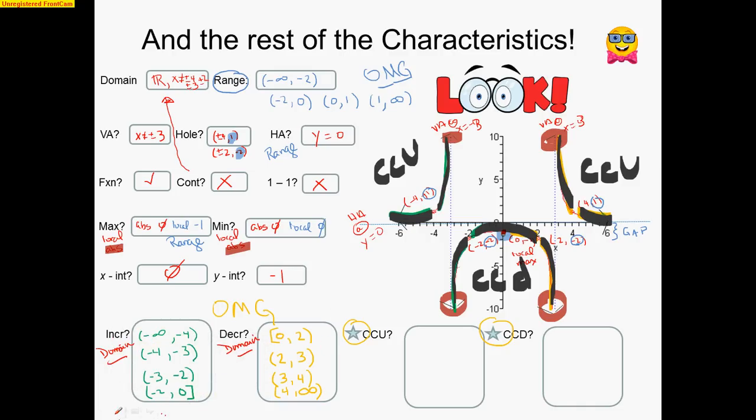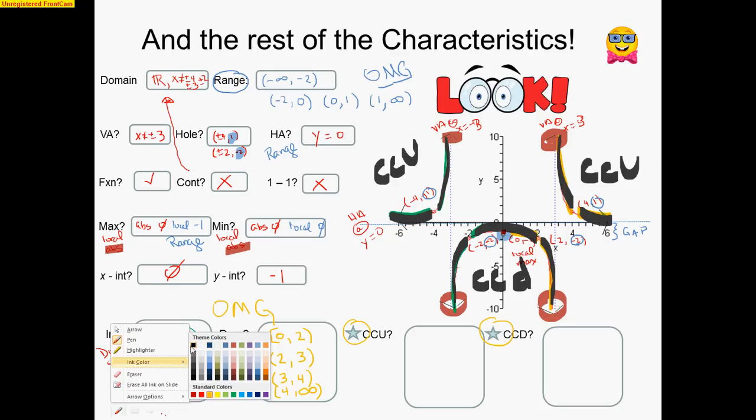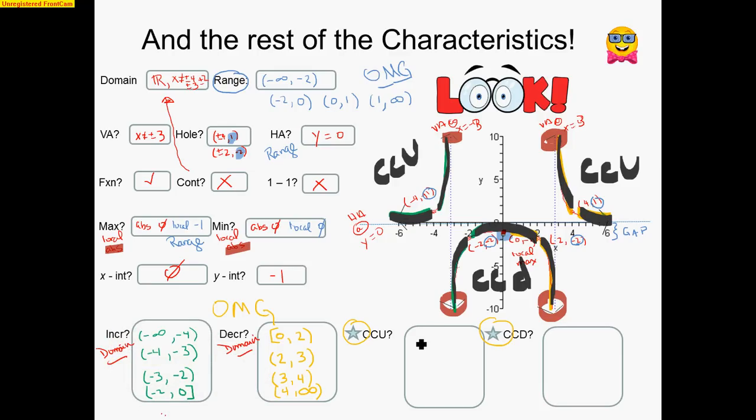So how do you write that? Again, not tested. Concave up from -infinity to the x-coordinate of the hole, not used. From the x-coordinate of the hole to the swoosh. Then again, concave up over here from the x-coordinate of the vertical asymptote, swoosh, down to the x-coordinate of the hole. From the hole, slide.